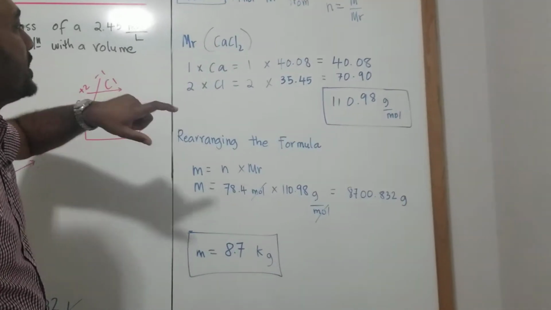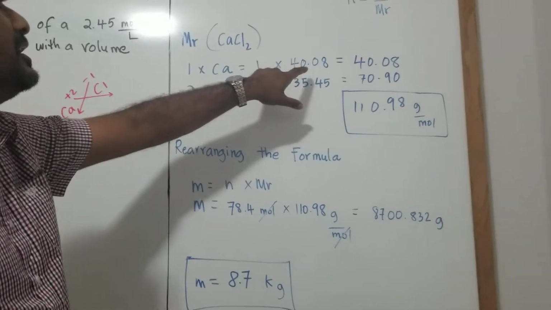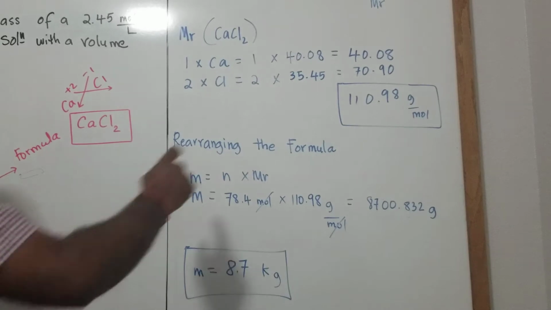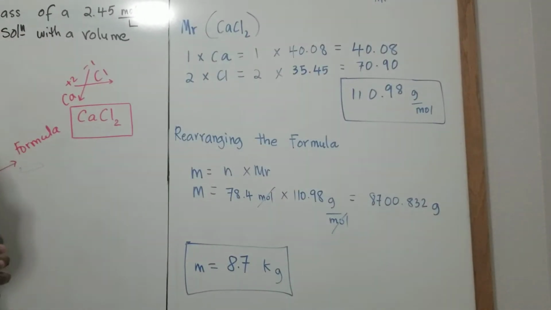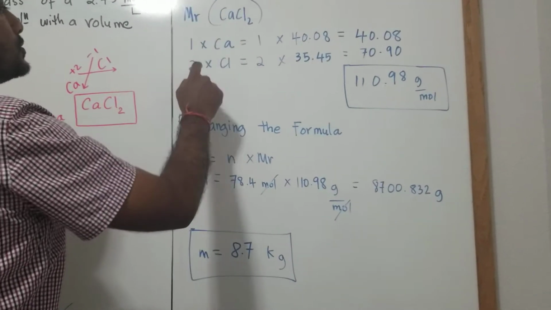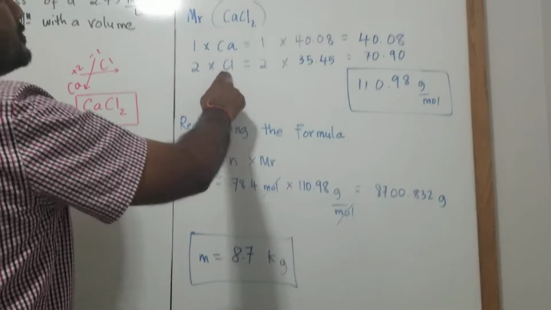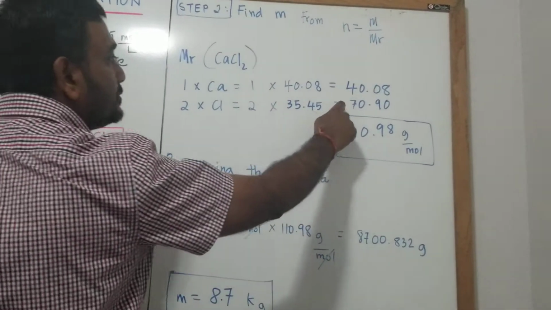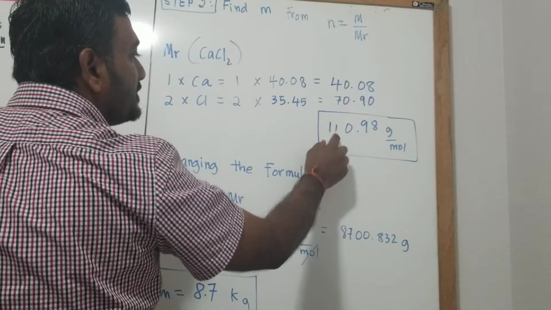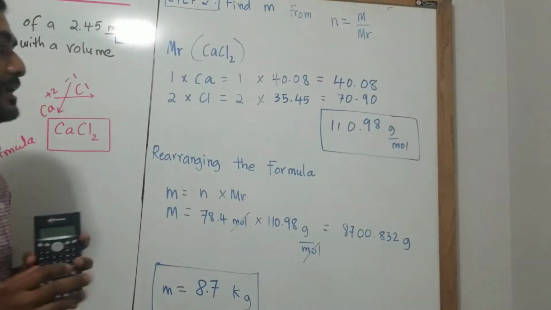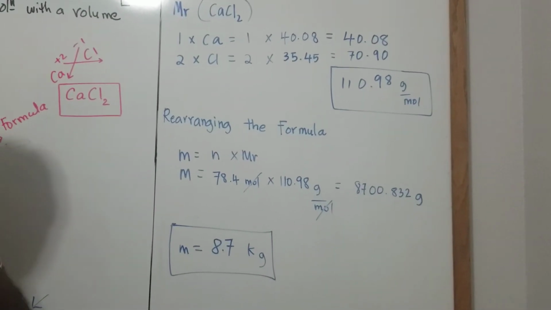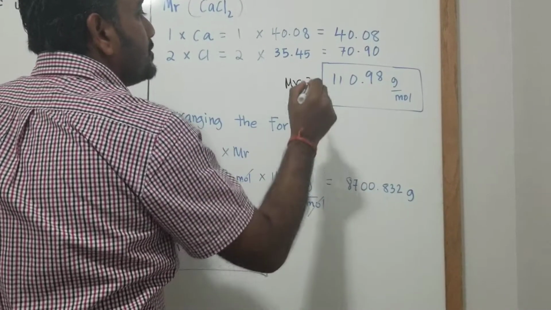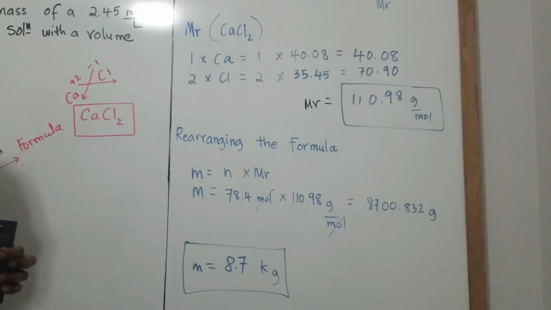The formula has 1 calcium, so it's 1 times the atomic mass of calcium, which is 40.08 to 2 decimal places, gives me 40.08. And chlorine is twice, so 2 times the atomic value for chlorine, 2 times 35.45, again to 2 decimal places, gives me 70.90. Totaling it up gives me 110.98 grams per mole. So the molar mass for calcium chloride is 110.98 grams in 1 mole.